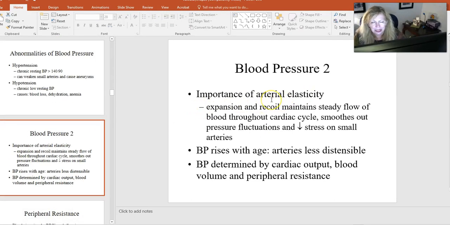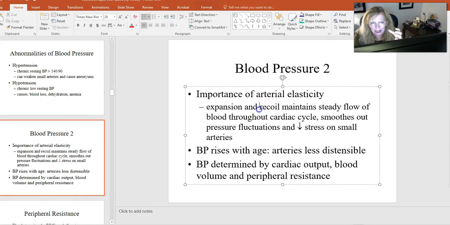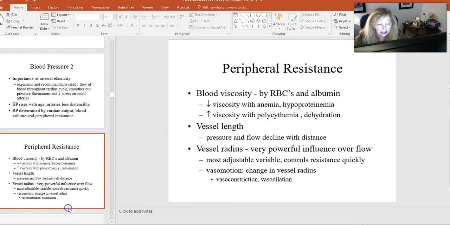Now, it is important that our vessels have elasticity, and elasticity isn't so much about stretch, it's about return to the normal shape and structure. That recoil is maintaining the blood flowing. As we age, the arteries are less distensible. So this ends up bringing up a natural aging process, where blood pressure will start to rise a little bit. And so we understand that.